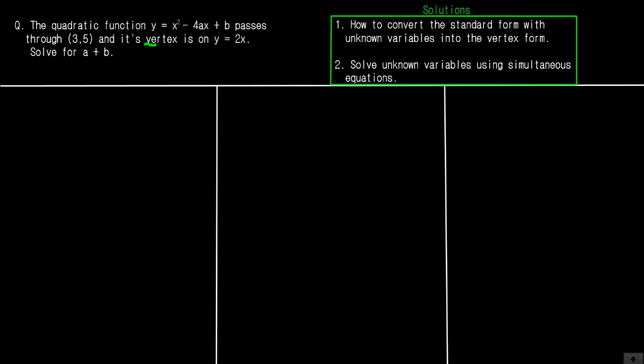They mention the vertex here, and the vertex is something that can be defined by the leading coefficient. Usually we know the leading coefficient as a, and there are two cases that define the vertex. When the a value, the leading coefficient, is greater than 0, which means the a value is positive, the graph of the quadratic function will go upward.